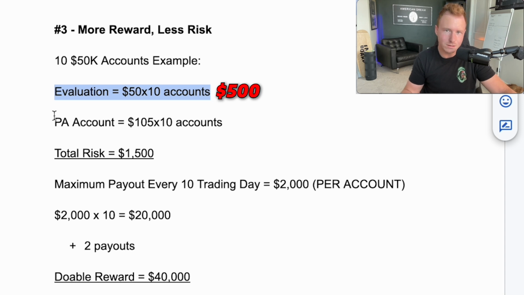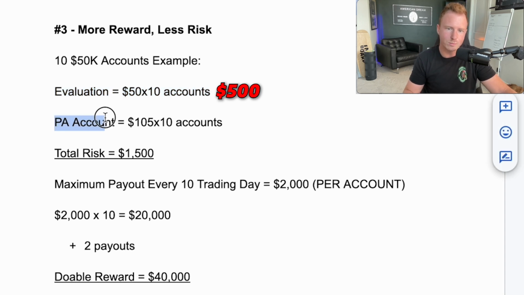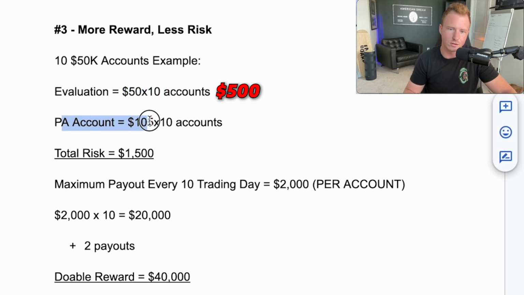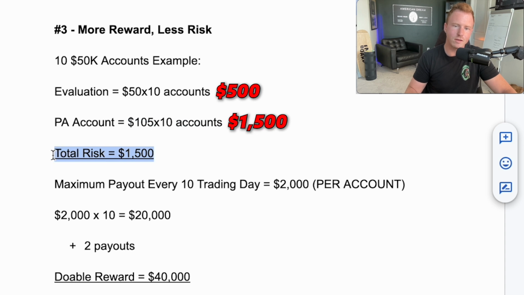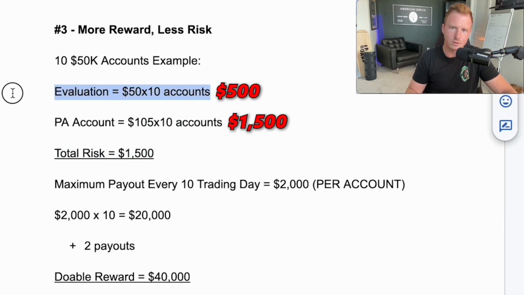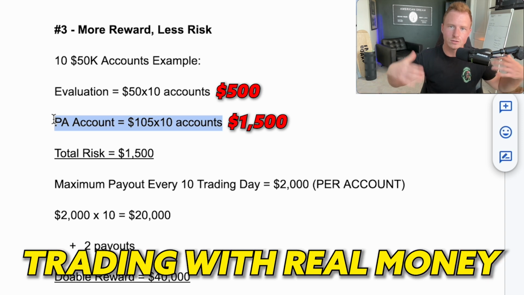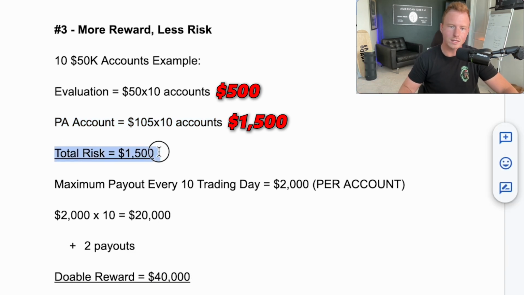Now, once you actually pass the evaluation, right, you have to pay for a PA account. And the PA accounts cost $105. So let's say you get all these 10 funded. Keep in mind, you can trade them all at the same time. Now, the PA account costs $105, okay? So again, if you do $105 times 10 accounts, right, these 10 accounts that you got passed, your total risk is going to be $1,500, okay? $500 for the evaluation and another $1,000 for actually making them a PA account, which is a real live account trading with real money, okay? So total risk is $1,500 if you want to trade with 10 accounts.